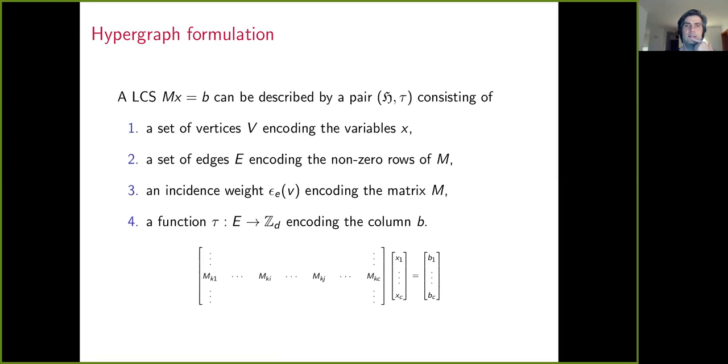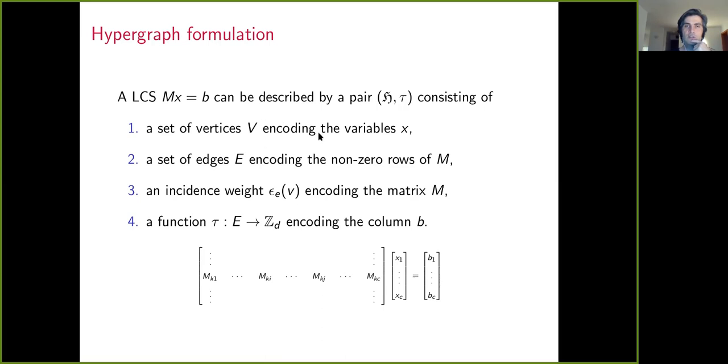And the linear constraint system more precisely is described using a hypergraph. As I mentioned, it was initially described using this matrix equation, and we can turn it into a pair (H, tau) where H is a hypergraph and tau is a function on the set of edges.